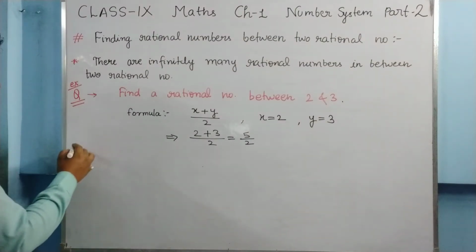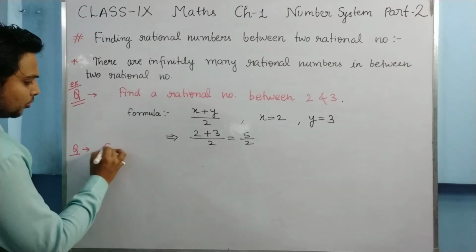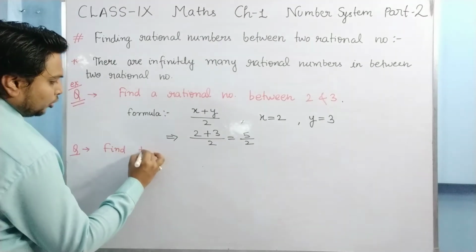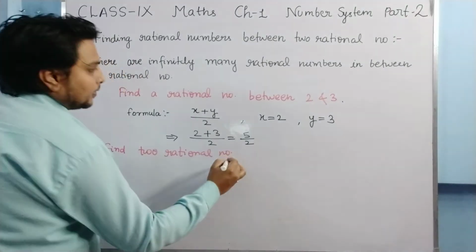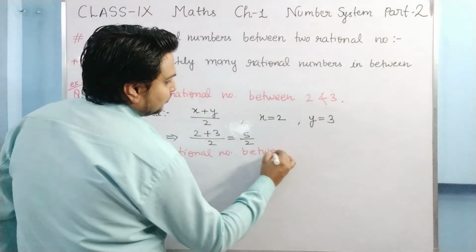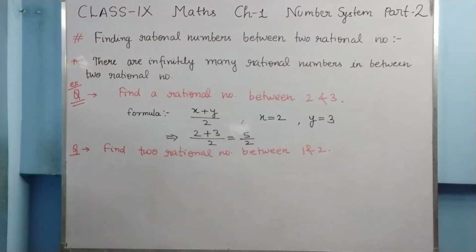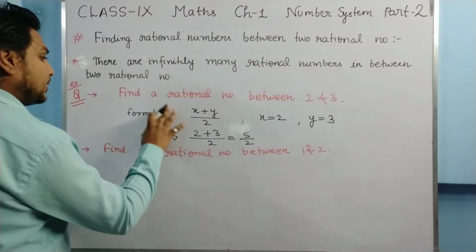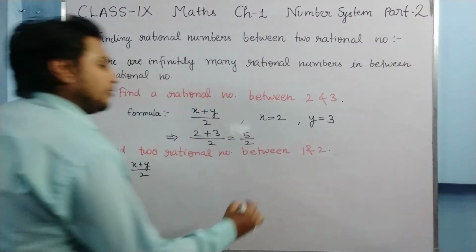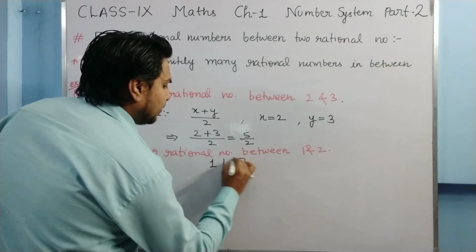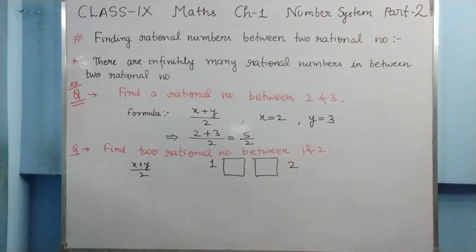One more question I am going to explain here, the other example question. Suppose the question is: find two rational numbers between 1 and 2. Then how can we do it? By this method. The formula is (x plus y) upon 2. And we have to find two rational numbers in between 1 and 2. So how can we do it?